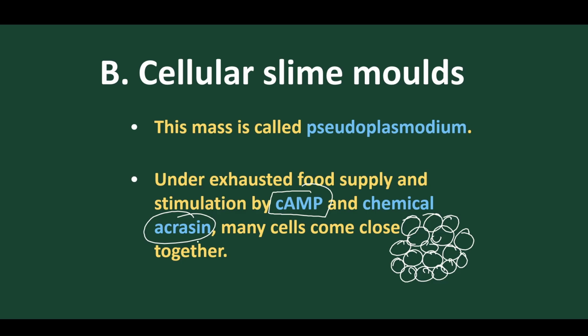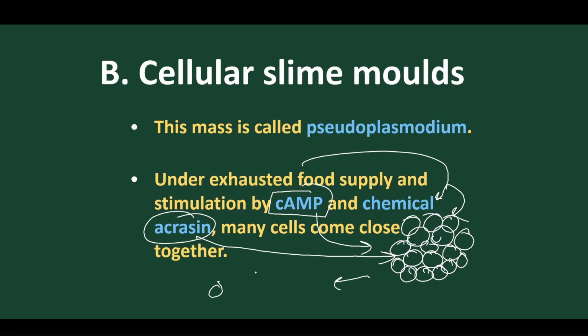So this aggregation is due to this particular chemical called acrasin, and is due to the presence of this particular cyclic AMP chemical reaction. During adverse conditions, when the food supply is less, they go for this colonial, aggregation form. But when the food supply is maximum, then they are separated and they can survive alone.